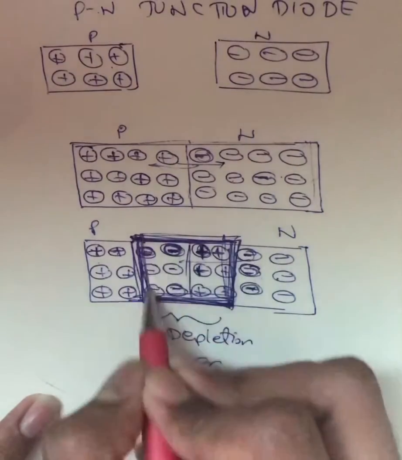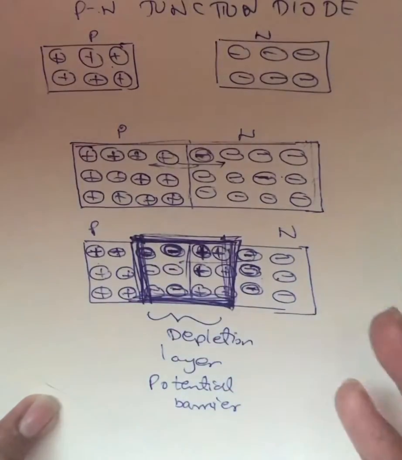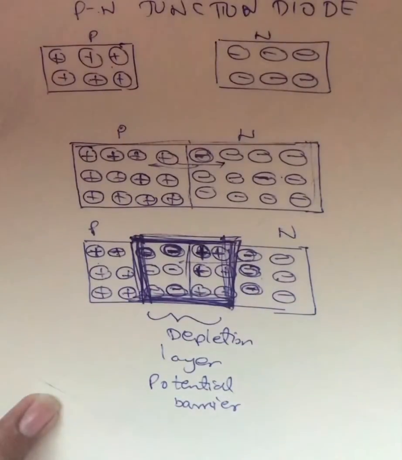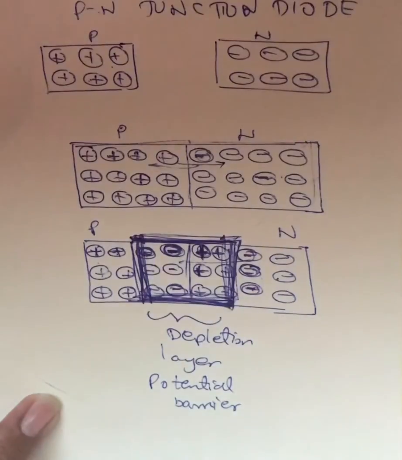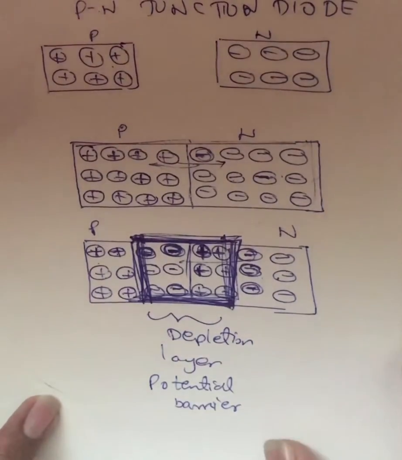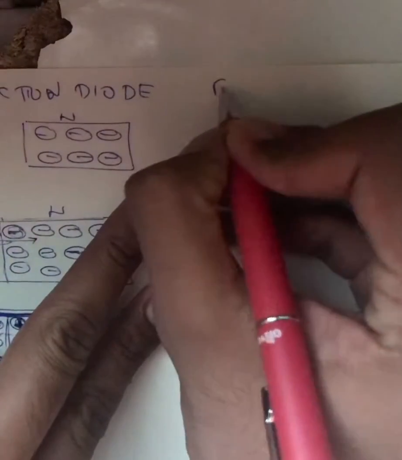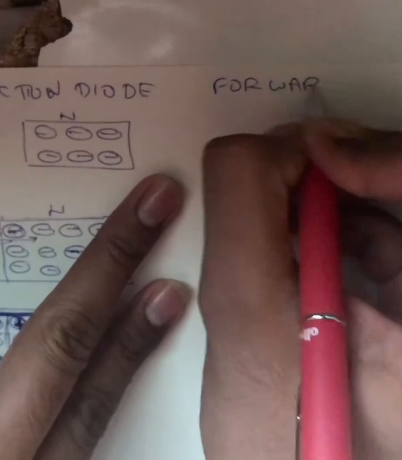So this barrier which does not allow the electrons and holes to move to either side is known as the potential barrier and is also called the depletion layer. Now let's start off with today's topic, which is known as the forward bias.